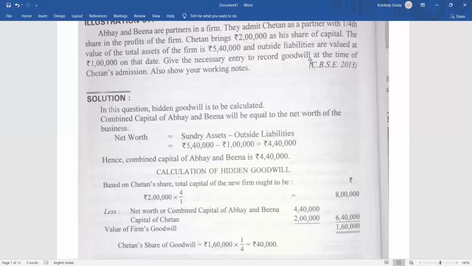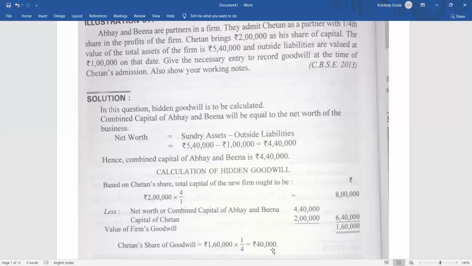So let's see what the treatment is here. First of all, let's find out the new partner's share of goodwill. Chetan's share of goodwill will be 1/4 of 1,60,000. So 1/4 of 1,60,000, it is how much? 40,000. So Chetan should have brought 40,000 as premium for goodwill, but he did not bring it. So since he has not brought the premium for goodwill, what will happen? We will have to take it from the current account. How will we do that? It will be Chetan's current account debit.